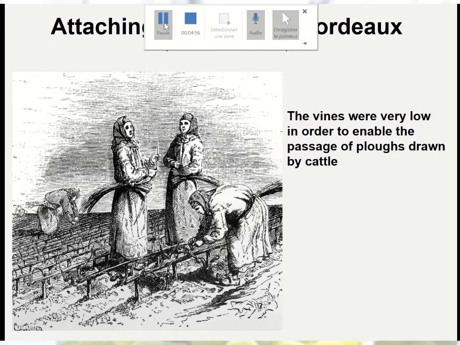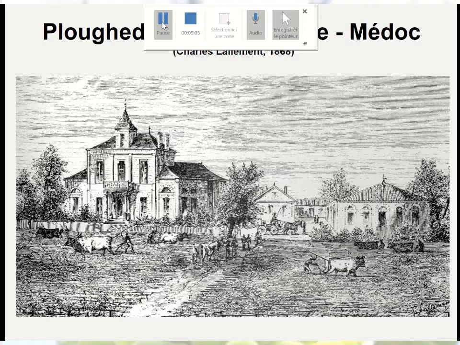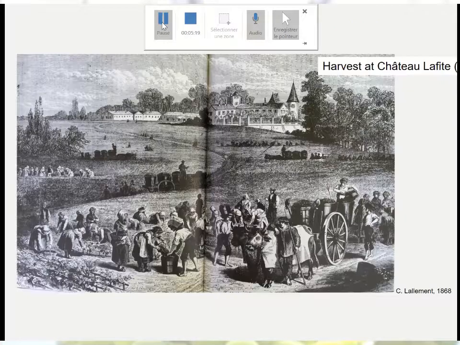La Taille Médocaine was very low in order to enable the passage of ploughs drawn by cattle, as we can see here on this drawing. So again, it's about mechanization. The adaptation of the vineyard, cultural practices, training system, pruning system were about mechanization. A nice example of harvest at Château Lafite in the 19th century, 1868.